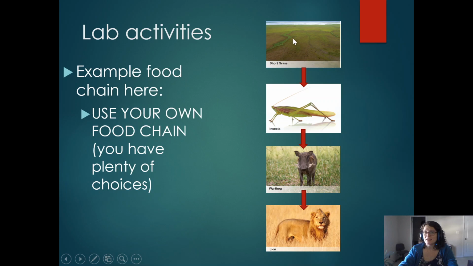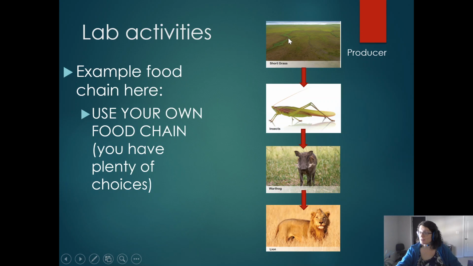In the short grass lives insects. Insects eat the short grass, so there is energy going from the short grass to the insects. The insects are then eaten by the warthog. The warthog eats more than insects, but we're just tracking what went into the insects and where it goes. So it goes into the warthog, and the warthog is then eaten by the lion. So there you go. You have this clear pattern of that.